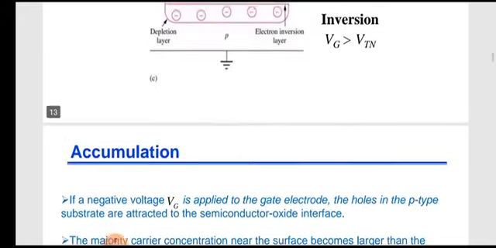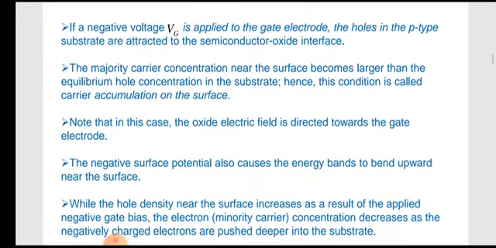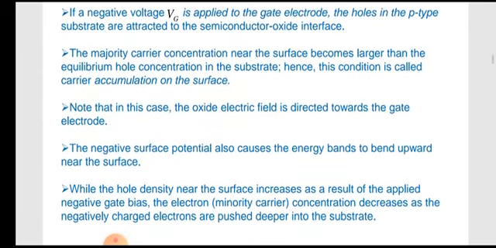Accumulation: if a negative voltage is applied to the gate electrode, the holes in the p-type substrate are attracted to the semiconductor-oxide interface. The majority carrier concentration near the surface becomes larger than the equilibrium hole concentration in the substrate.